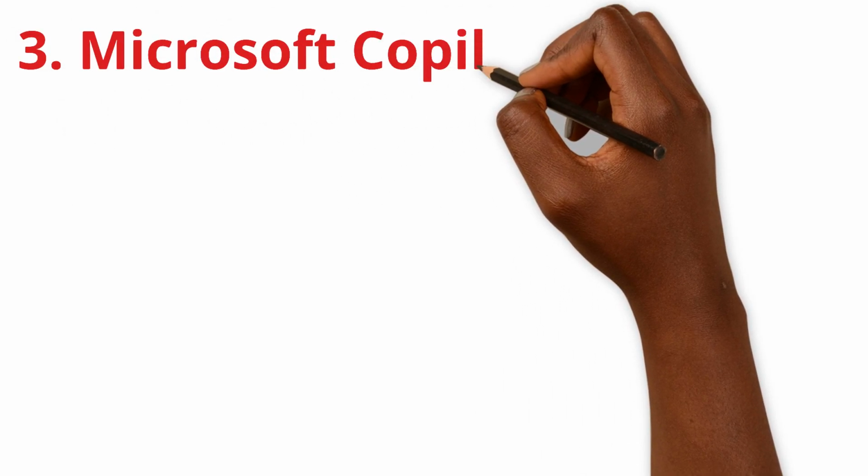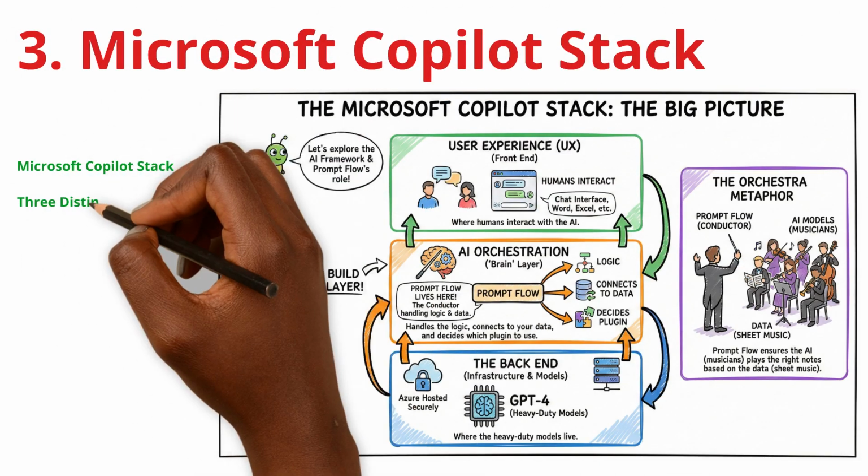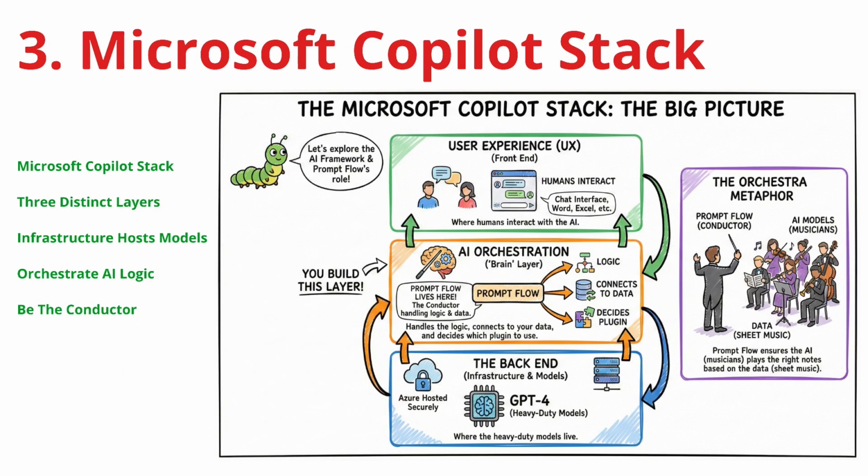To understand where prompt flow fits, we need to look at the big picture, the Microsoft Copilot Stack. This is the exact same framework Microsoft uses for its own assistants, and it consists of 3 distinct layers. At the bottom, you have the backend. This is the heavy-duty infrastructure, where powerful models like GPT-4 live securely on Azure. At the top is the user experience, where humans actually chat with the application.